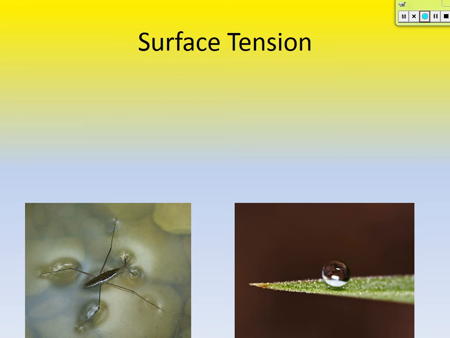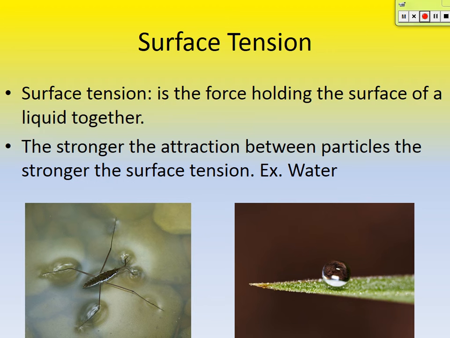All right, let's talk about some characteristics of the liquid phase. One thing that we should learn about is surface tension. Surface tension is the force holding the surface of the liquid together. So it's the surface, whether it is a pond, a little puddle, or an ocean. Surface tension happens at the surface and it holds water together. That force that's holding water together is called hydrogen bonds.